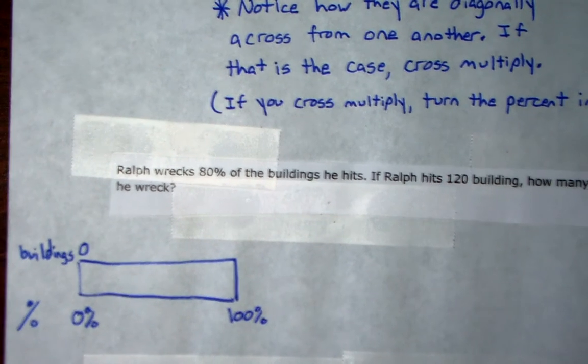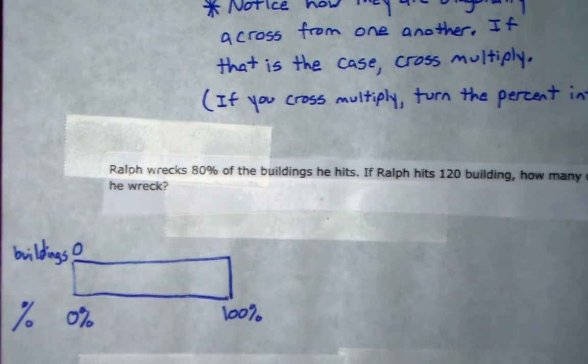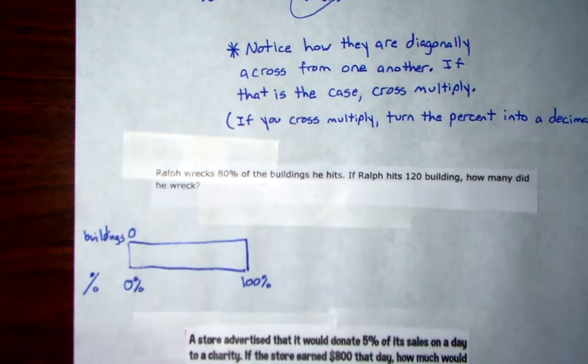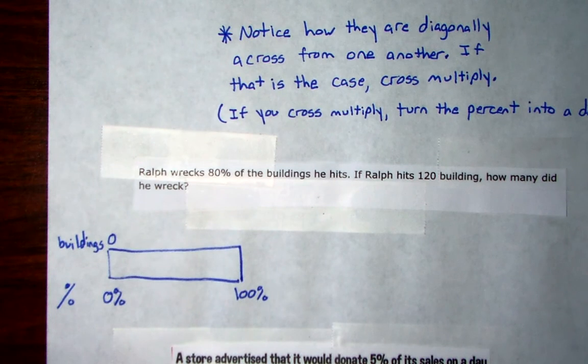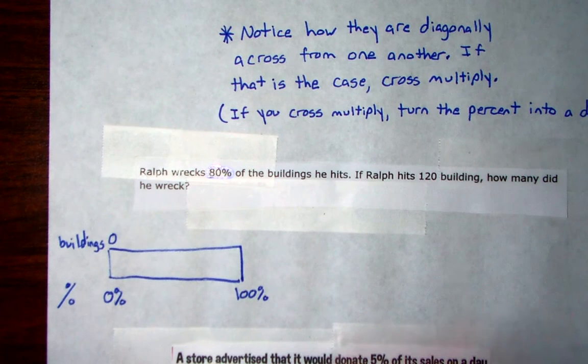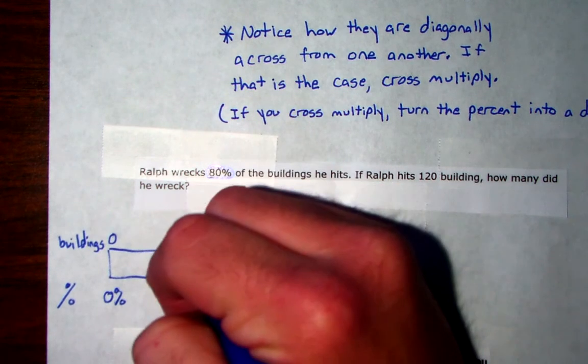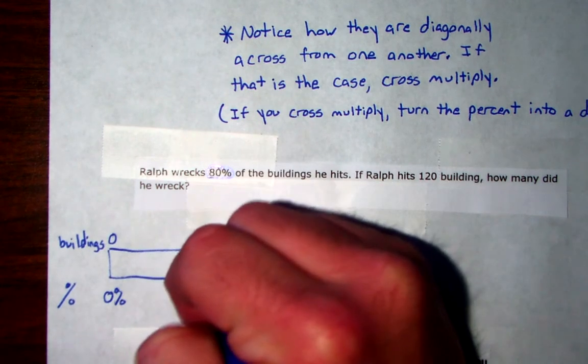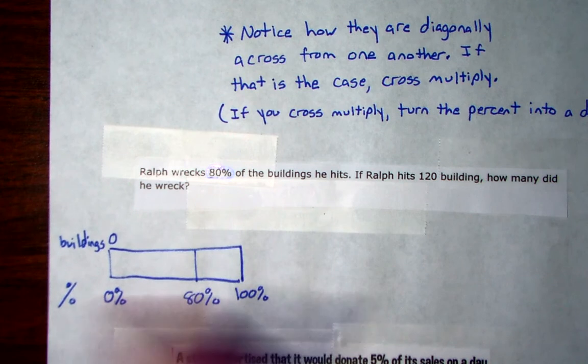Okay, so let's see what information it gives us. I'm going to zoom out just a little bit. There we are. Oh, zoom back in a little bit. There we go. Now I got it. All right. Ralph wrecks 80%. It gives me a percent. Put your percent down here. Remember, your percents always stay on the bottom.